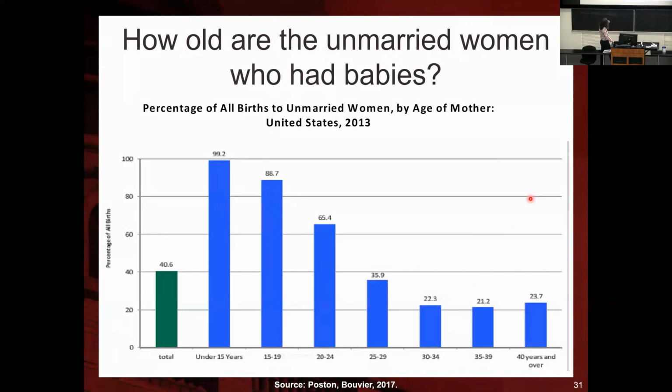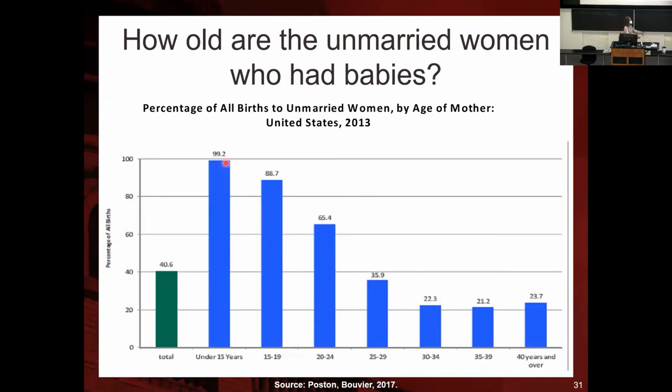How old are the unmarried women who had babies? And here in the horizontal axis, we get the age of women when they have births, and that's data only from 2013. So here we see percentage of all births to a married woman by age of mother. So out of women who are under 15 years of age, how many of the births out of those women were women who were not married? 99%. Out of the women who are at least 40 years old, out of the births of this woman who are at least 40 years old, what's the percentage of those births that are from women who are not married? Around 24%. All right, so there's a huge difference here.